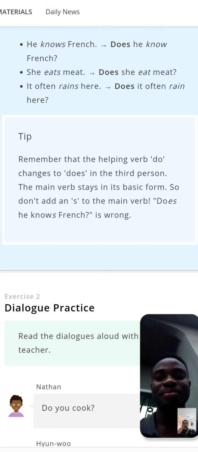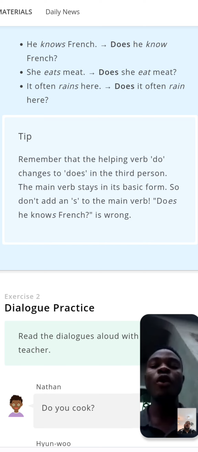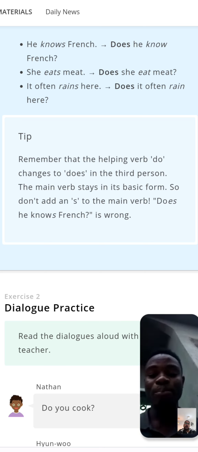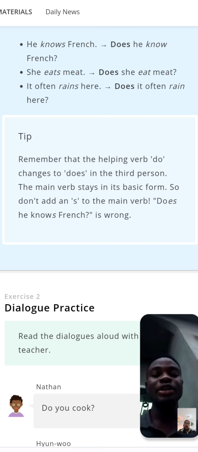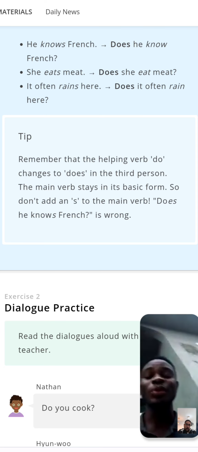All right. Good. Now, tip. Remember that the helping verb do changes to does in the third person, and the main verb stays in the basic form, so don't add an s to the main verb. For example, does he knows French is wrong. Why? Because we are using the helping verb does in the third person singular, and yet we still add s to the main verb, which is not supposed to be the case.